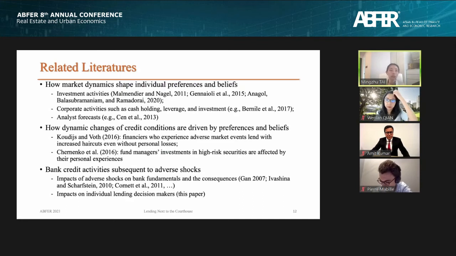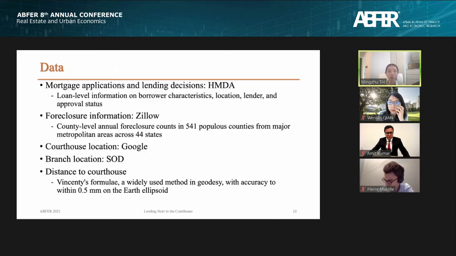So the main data source our paper uses is the loan level mortgage application and lending decision data from HMDA. I believe that most of you are experts in this field and familiar with the data set. We also collect the county level foreclosure information from Zillow. Unfortunately, Zillow only reports a subset of counties for the foreclosure data, but those counties are typically the populous counties with very active economic activities. So hopefully they still cover a large portion of our overall economy.